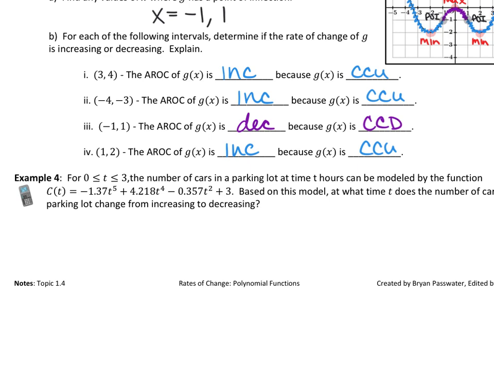So we have this question that says for 0 to 3 hours, the number of cars in a parking lot at time t hours can be modeled by this function, cars C of t. Based on the model, at what time t does the number of cars in the parking lot change from increasing to decreasing? We'll talk about what that means in a second after you type it in.